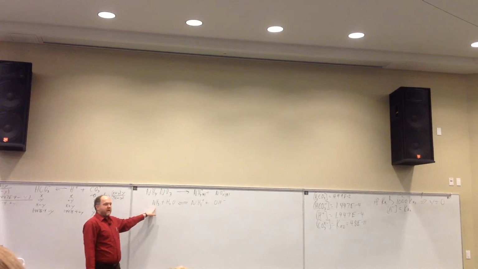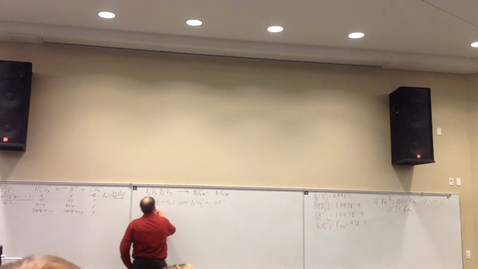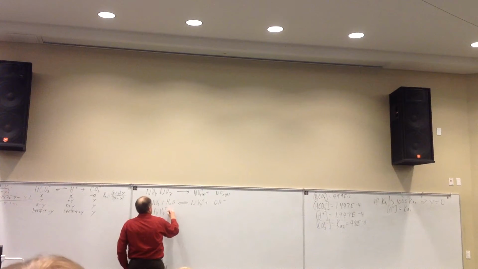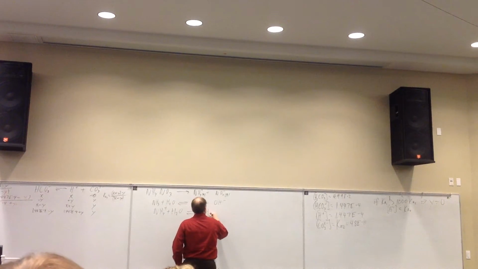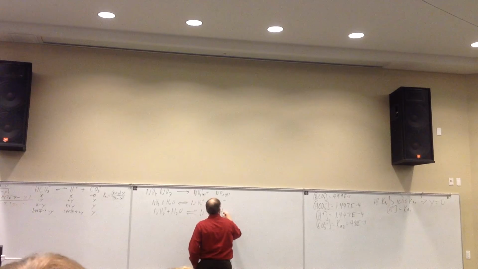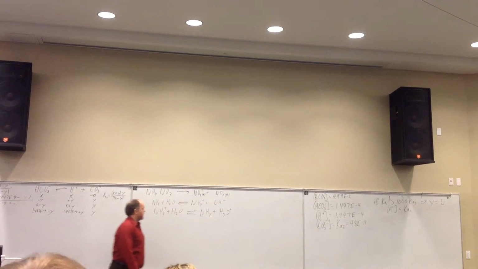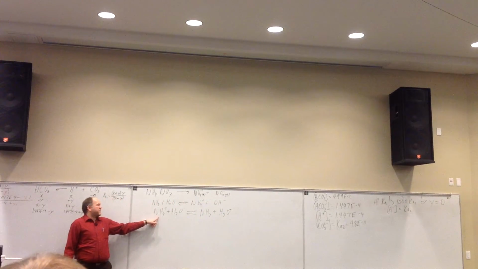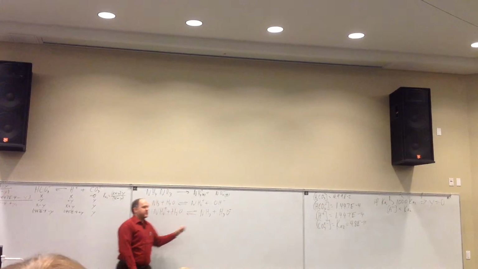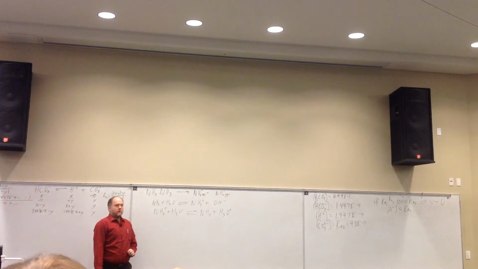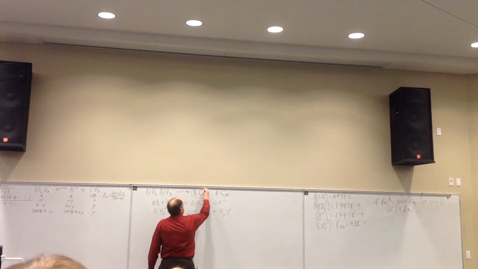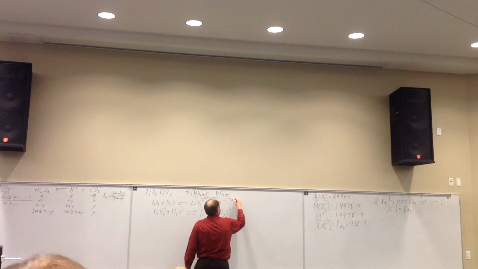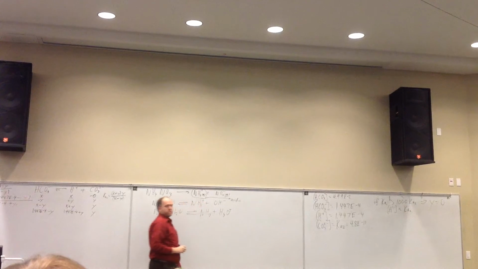This is a weak base, meaning that ammonium by itself will react with water to give me ammonia plus hydronium. Ammonium is the conjugate acid of the weak base ammonia. Ammonium will produce hydronium in solution by itself. Okay? Therefore, ammonium tries to make the solution acidic.